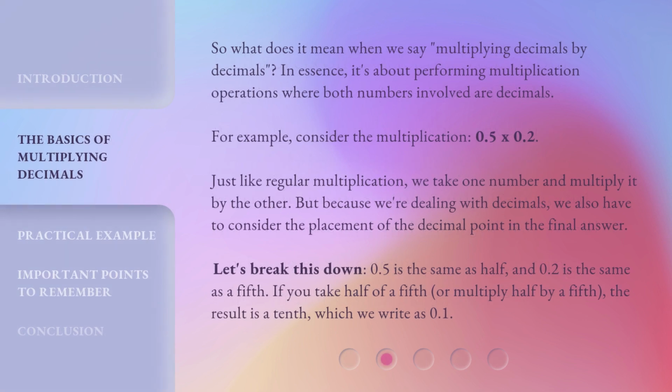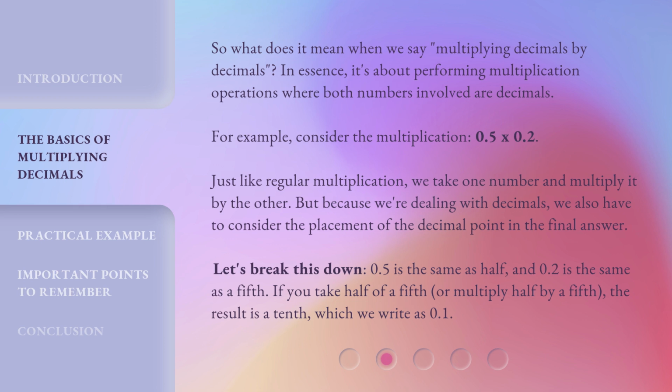So what does it mean when we say, multiplying decimals by decimals? In essence, it's about performing multiplication operations where both numbers involved are decimals. For example, consider the multiplication 0.5 by 0.2. Just like regular multiplication, we take one number and multiply it by the other. But because we're dealing with decimals, we also have to consider the placement of the decimal point in the final answer. Let's break this down.